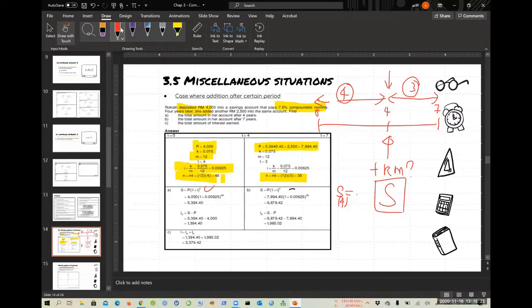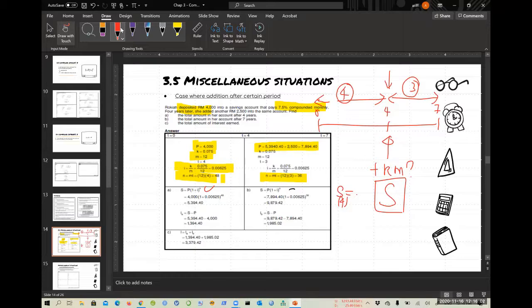So that means when she started depositing 4,000 4 years ago, after 4 years she has obtained a little bit of interest on the investment, and after 4 years the value now becomes 5,394. So that means at the 4th year she already has 5,394 ringgit and 40 cent in her account. Okay, so that is for the first one, the total amount in her account after 4 years.